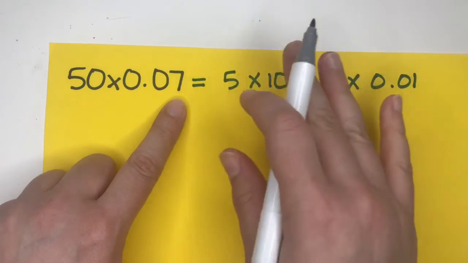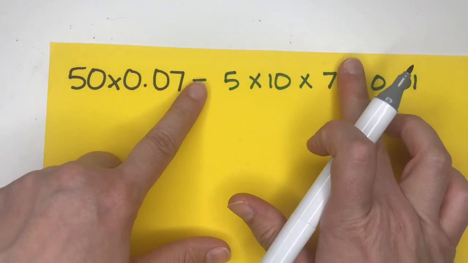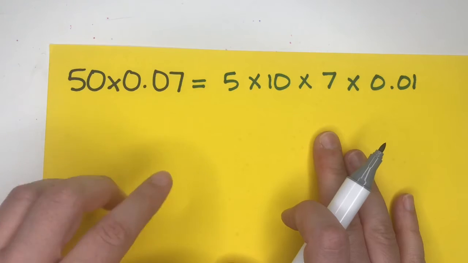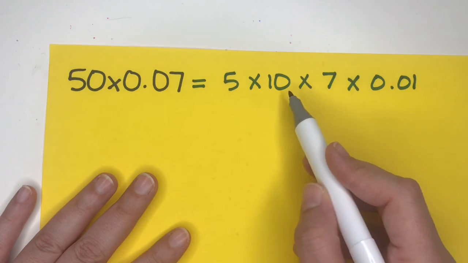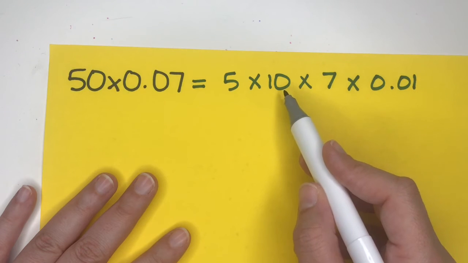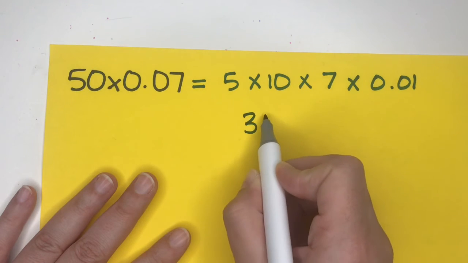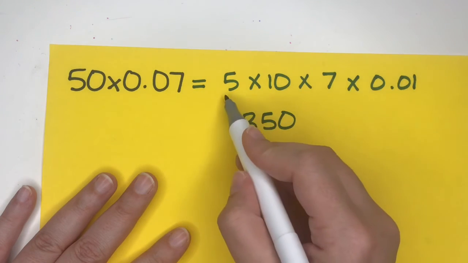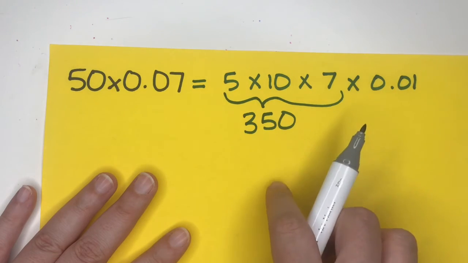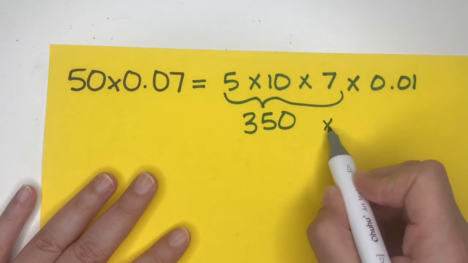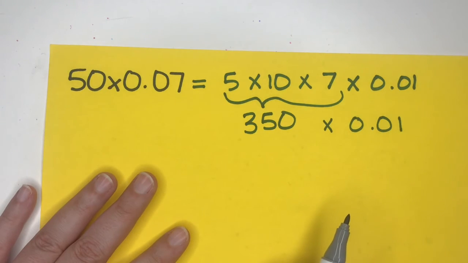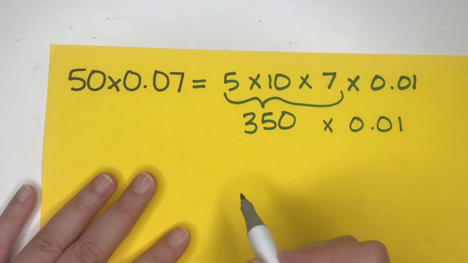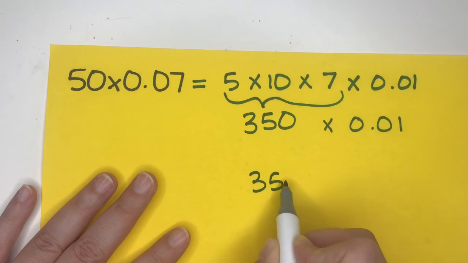Now I have an easier problem to work on because I can very easily multiply these three numbers together. So if I have 5 times 7, that's 35. 35 times 10 is 350. I can even show it with the bracket showing that that's what that works out to. And then we're going to multiply times a 1/100th. And that's super easy. It just works down to mental math now.